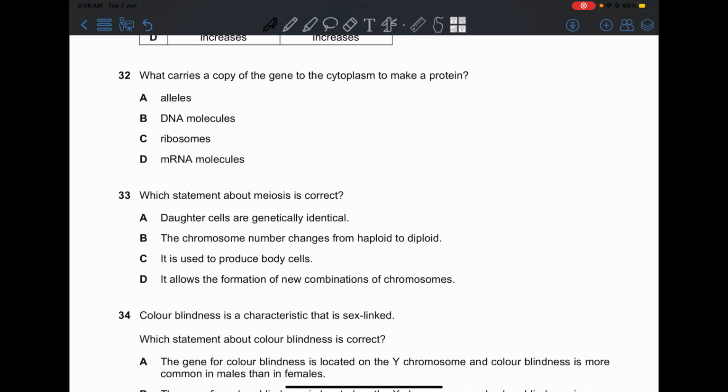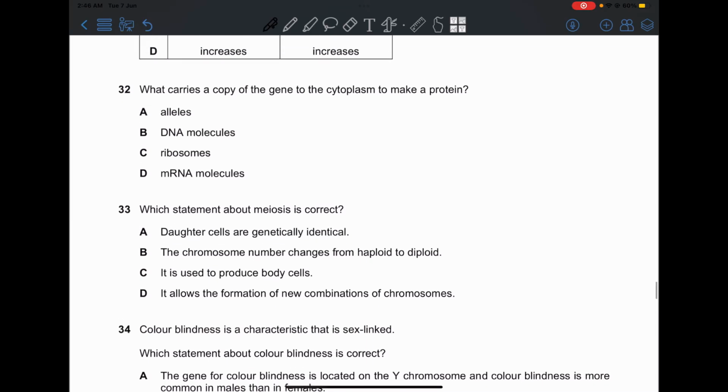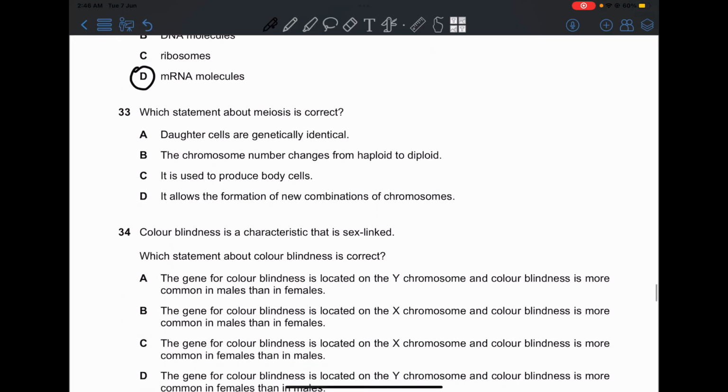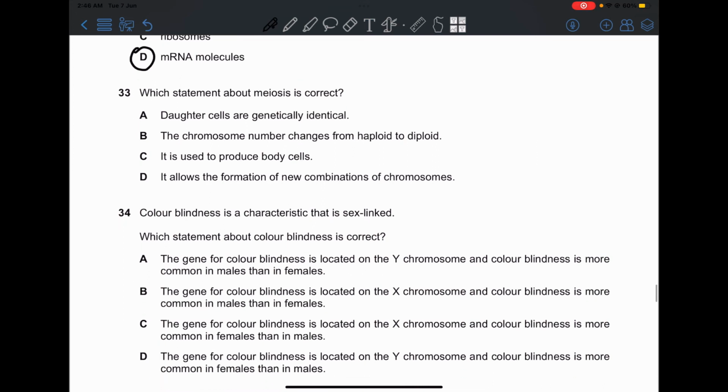32. What carries a copy of the gene to the cytoplasm to make a protein? Now, as we know, this is the messenger RNA. 33. Which statement about meiosis is correct? Daughter cells are genetically identical. Well, this is incorrect because this is not mitosis.